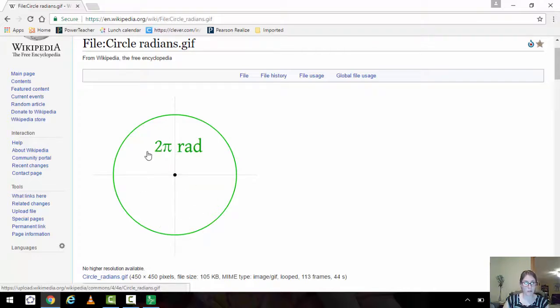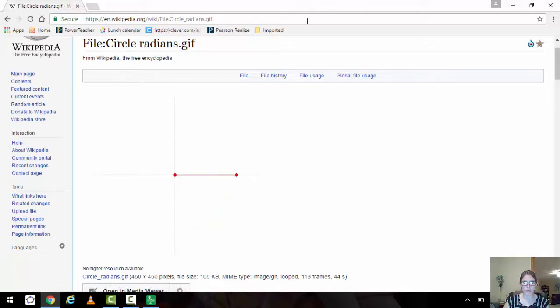Now, this is a good unit of measure because if you think about degrees, well, what is a degree? Somebody arbitrarily split a circle into 360 markings and called that a degree. Radian actually uses part of our circle to determine what that angle measure is.